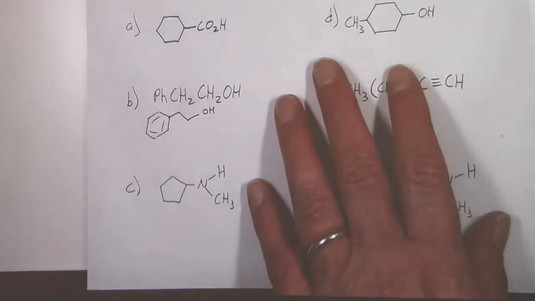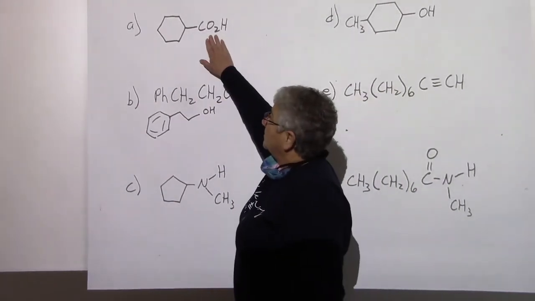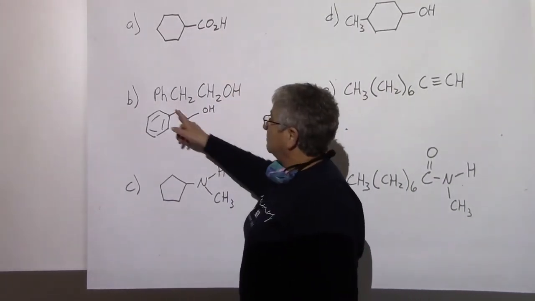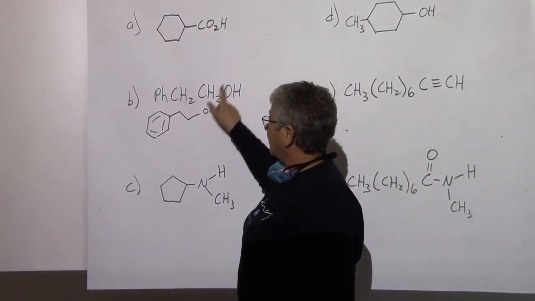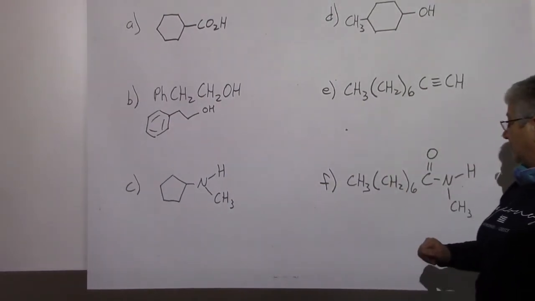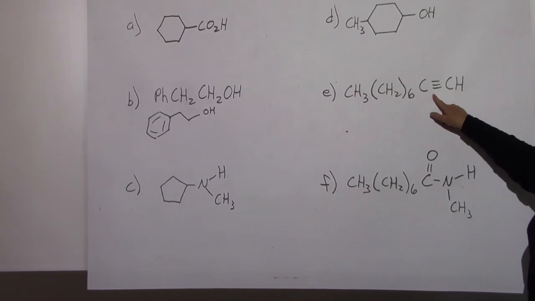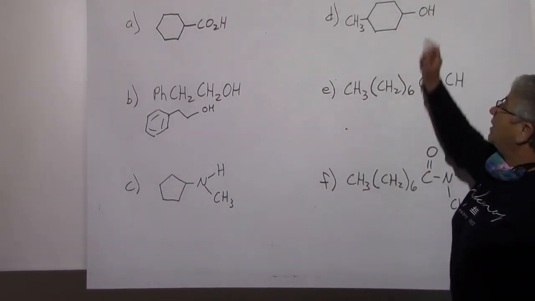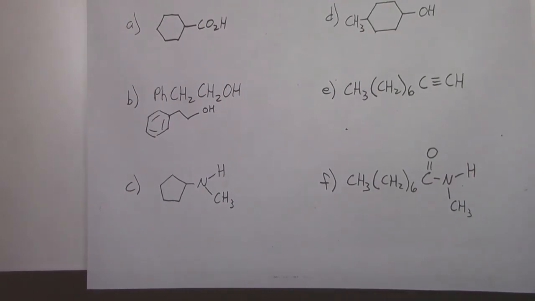And so let's just be clear. This is a carboxylic acid. Ph stands for phenyl, which is this aromatic ring, drawn out for you. So here's an alcohol, here's an amine, here's an amide, a triple bond, a terminal triple bond, and then an alcohol. So go ahead and stop the video now, go through all those choices, figure out what you think the answer is.